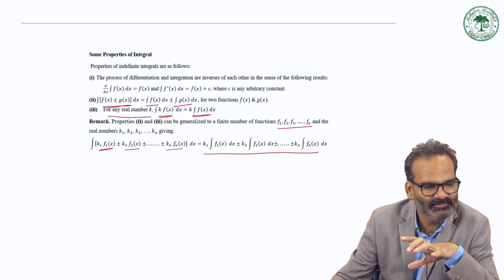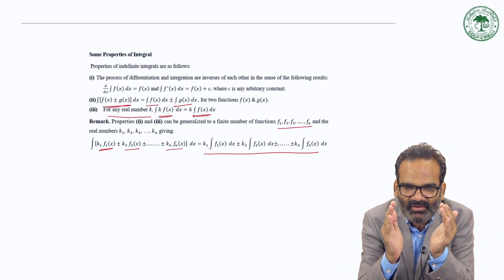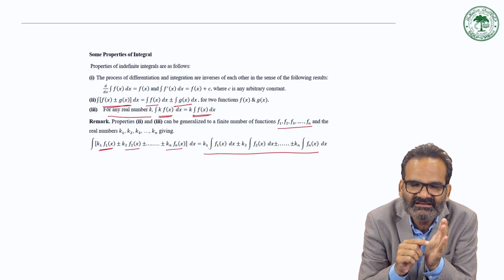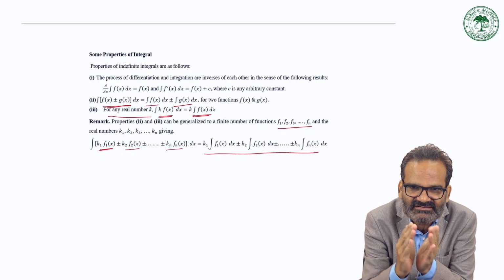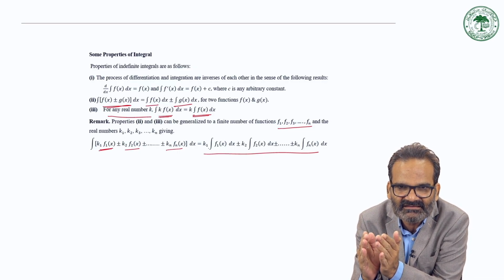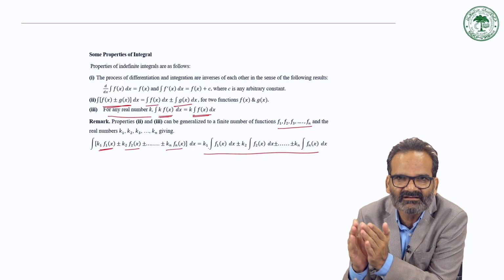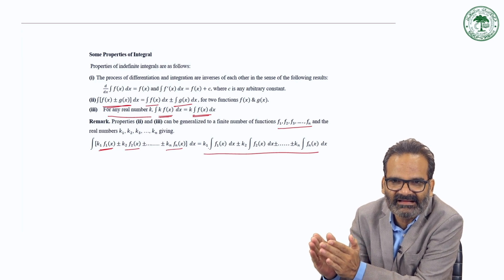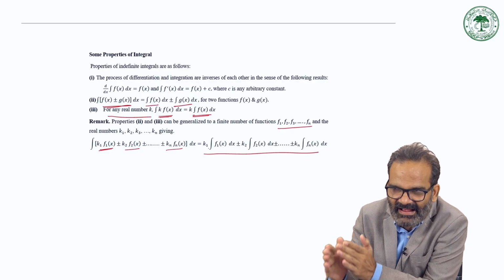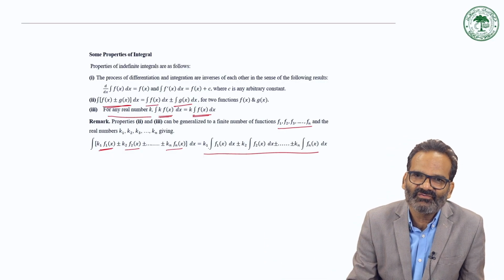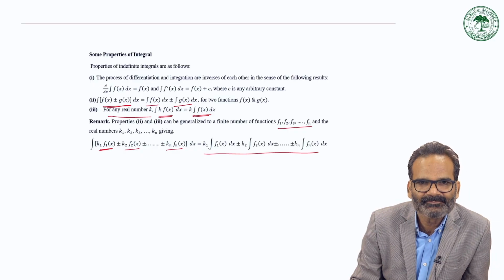What this property simply refers to is that if two or more functions are added or subtracted, we can find its integral by integrating the first function plus the second function. If two functions are there, or three functions are there, first function plus second function plus third function. If four functions are there, first plus second plus third plus fourth. So we can have addition of any number of functions as well as subtraction of any number of functions, right?